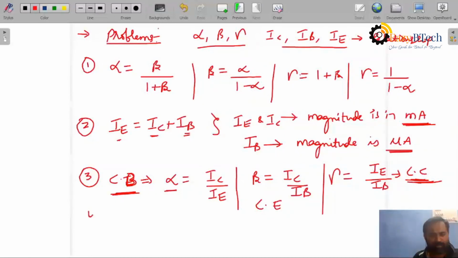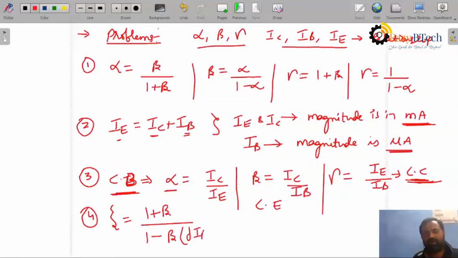And the stability factor derivation: that is 1 plus beta by 1 minus beta, differentiate IB by differentiate IC. This is the stability factor formula. Students, concentrate on these formulas, which are useful for solving the problems. Now we will take one example.